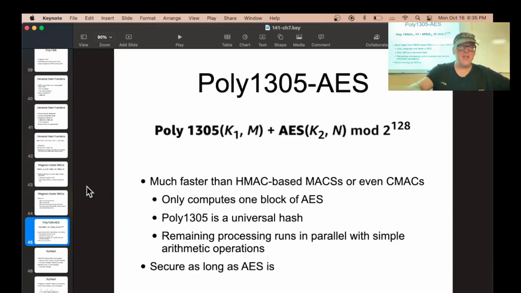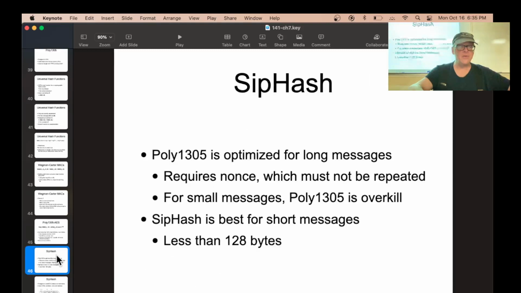So that is Poly1305-AES. Much faster than HMAC, only computes one block of AES, and so on. It's as secure as long as AES is, and AES seems to be perfectly fine. Nobody's found any holes in it yet.